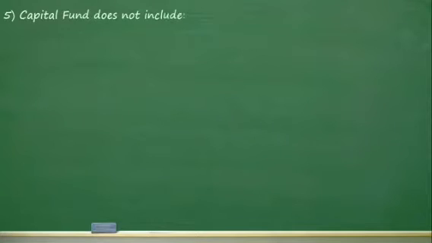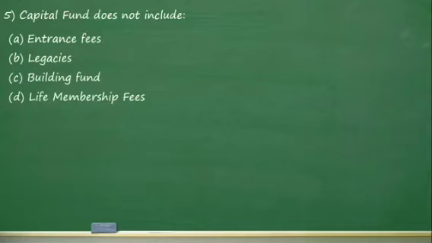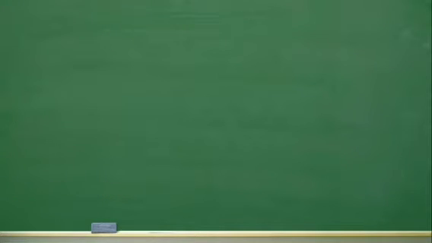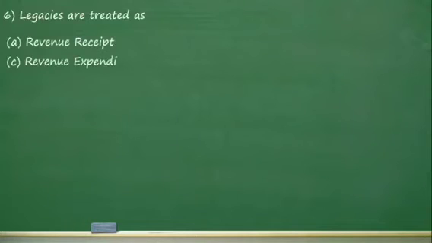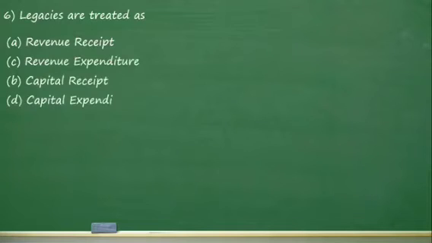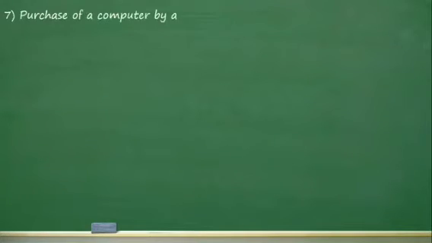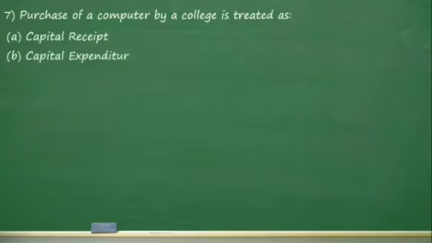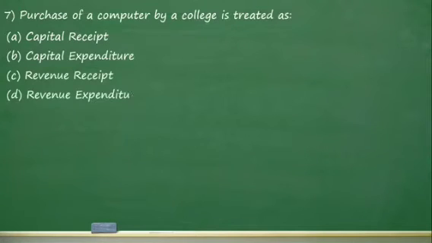The fifth question: capital fund does not include entrance fees, legacies, building fund, life membership fees. The answer is building fund. Sixth expected question: legacies are treated as revenue receipt, revenue expenditure, capital receipt, capital expenditure. The answer is revenue expenditure. Tenth expected question: purchase of a computer by a college is treated as capital receipt, capital expenditure, revenue receipt, revenue expenditure. The answer is capital expenditure.